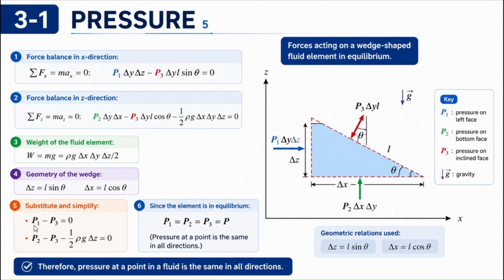So that means P1 minus P3 equal to 0 means P1 equal to P3, and P2 minus P3 equal to 0 means P2 equal to P3. Because of that, we will get P1 equal to P2 equal to P3 equal to P, one specific value. Now this is how we prove that pressure at a point is the same in all directions.